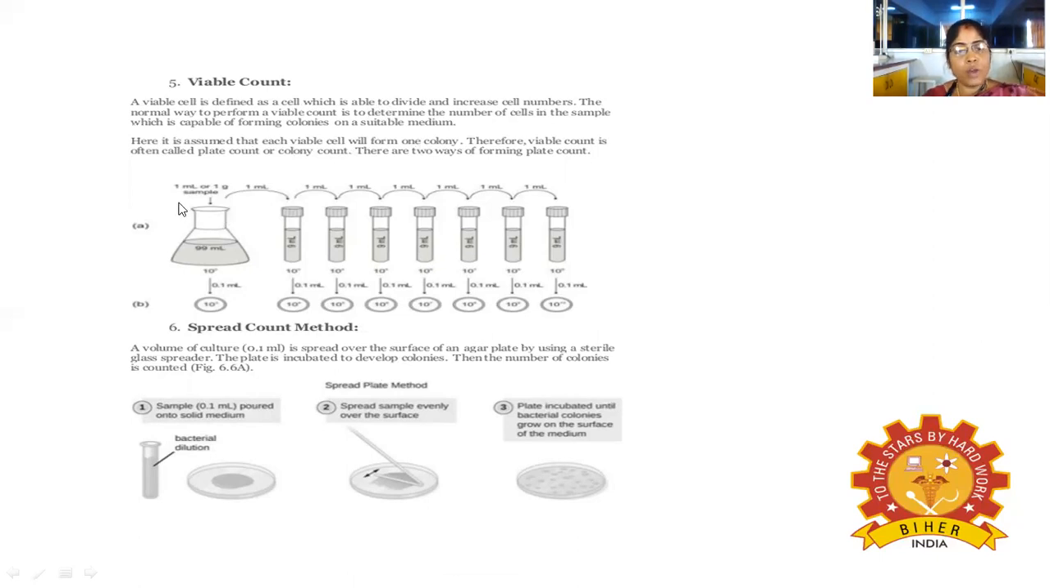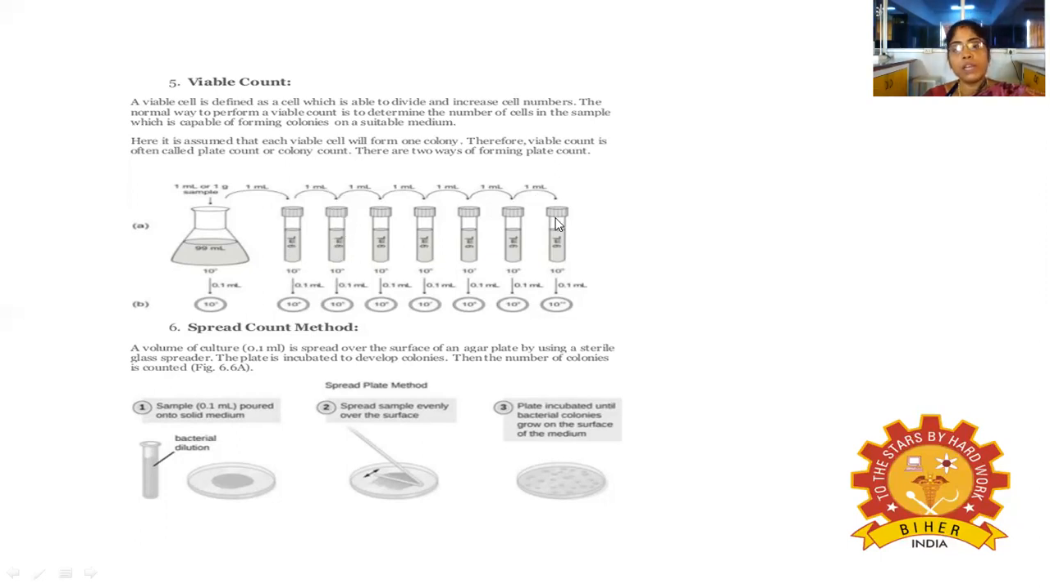You take 1 ml of your sample as the parent one, and from there we take 1 ml and pour it into the next one, making it up to 10 ml, which gives a 10 to the power of 1 dilution. Then it is taken to the next. From here we take 1 ml and make it up to 9 ml.